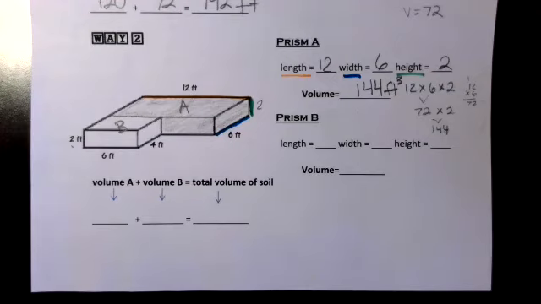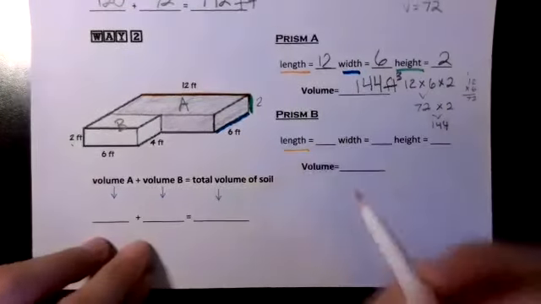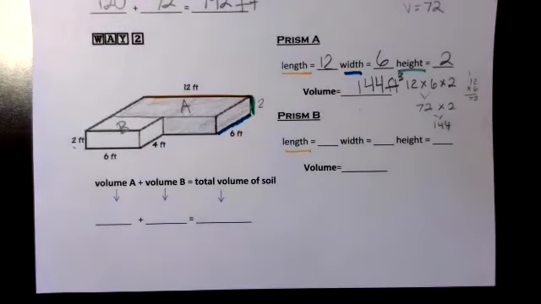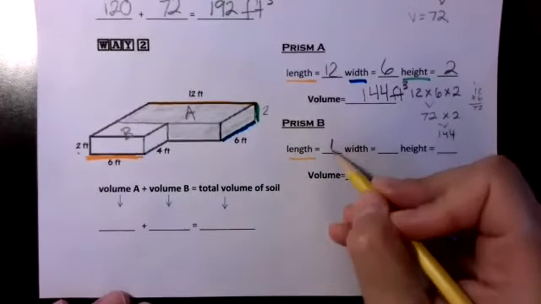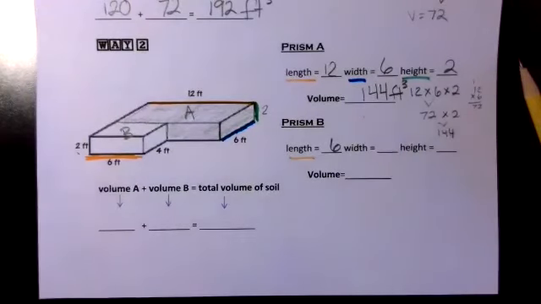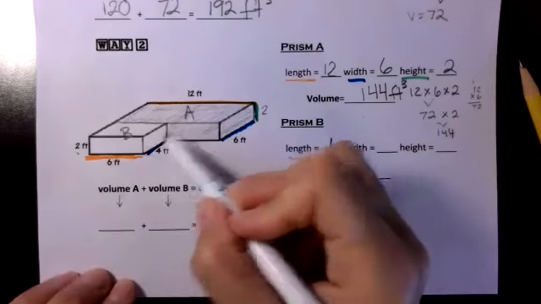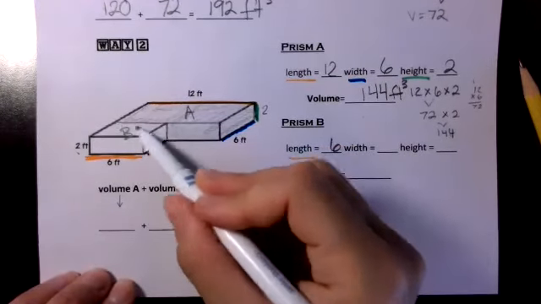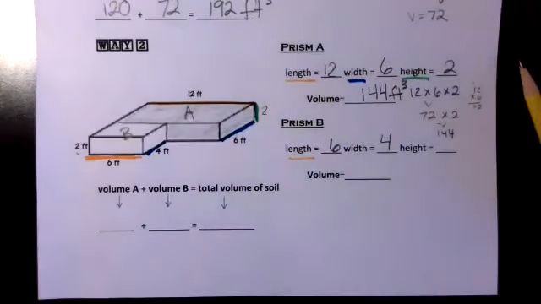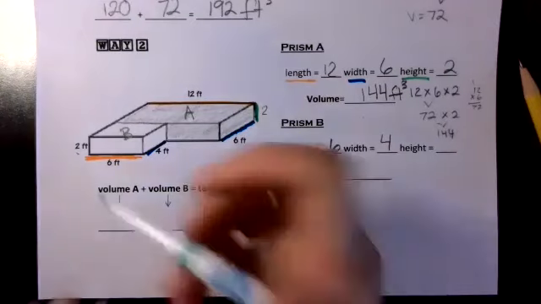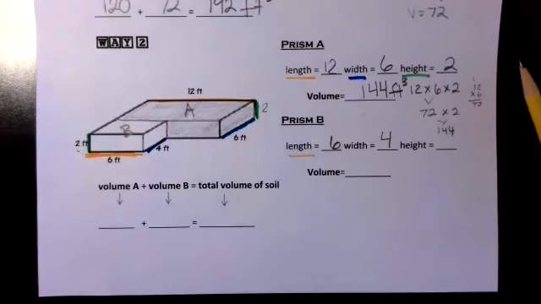So for the length of Prism B, what do you guys think? Go ahead. Would it be 6? Yeah, length is always like laying down. So we have 6. All right, what do you think about width? 4 feet? Yeah. Since it stops right here because of that cut we made, then we can use that 4 this time. Good. All right, and what about the height? 2. All right. Yeah, I see it right there. It's on that side, nice and easy for us.